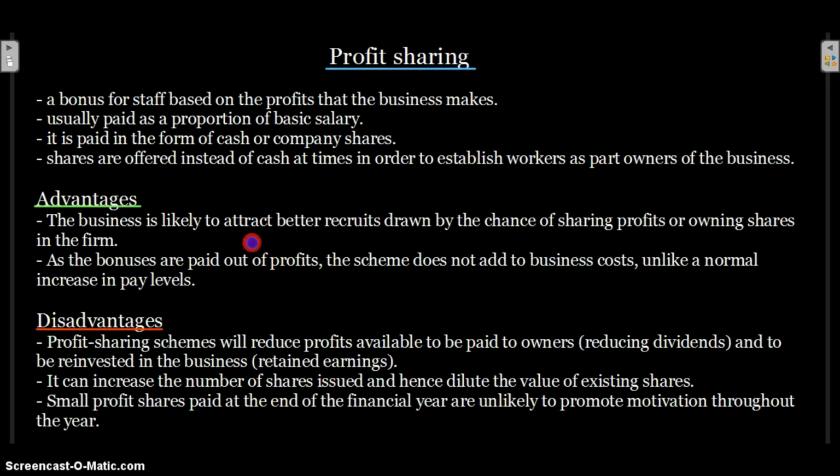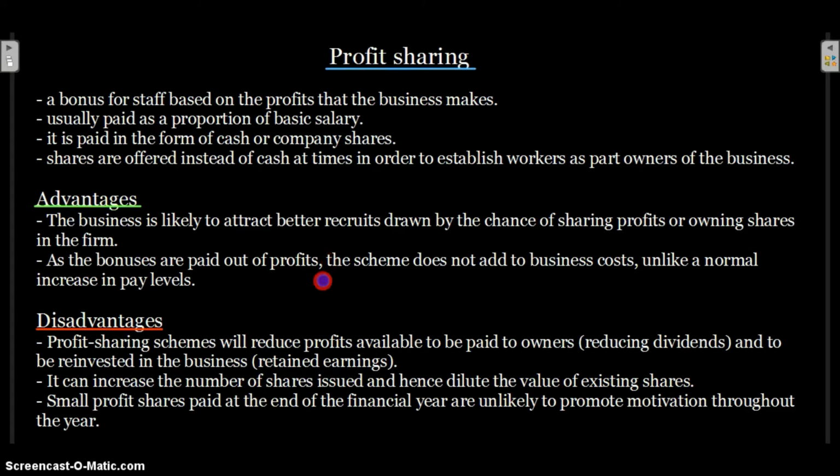Well, the business is likely to attract better recruits drawn by the chance of sharing profits or owning shares in the firm. So if someone knows that this particular business has a profit sharing method, that after reaching some profits they offer the employees company shares, so they can become part owners of the business, such employees would be attracted to these businesses, and there's a better chance of recruiting them.